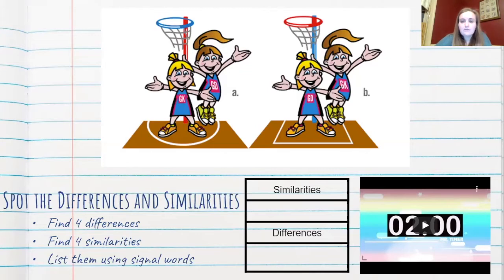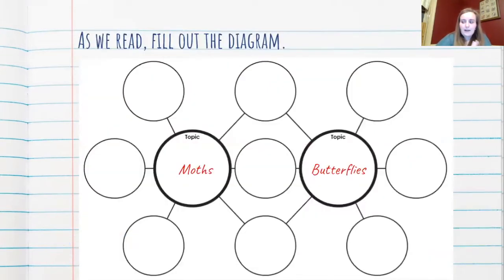All right, so this picture looks a little confusing, and that's okay. I'm going to explain to you what we're going to be doing. So the last passage we're going to read together today is about moths and butterflies. And so as you're reading, you're going to fill out a graphic organizer. You can either use this diagram, which is just something a little bit different than a Venn diagram, or you can set up a Venn diagram, whichever one you're more comfortable doing.